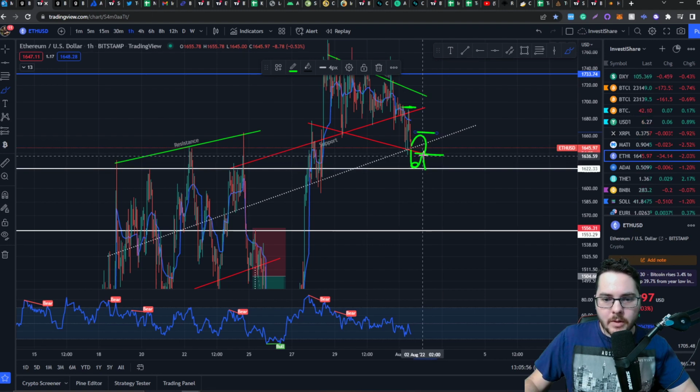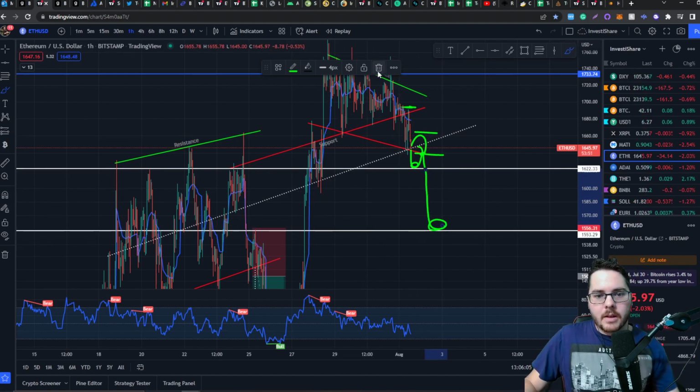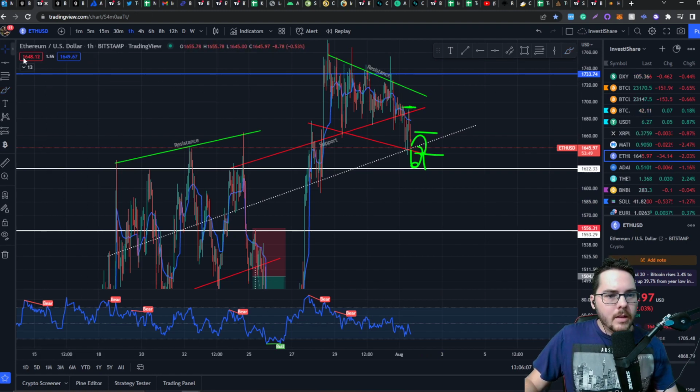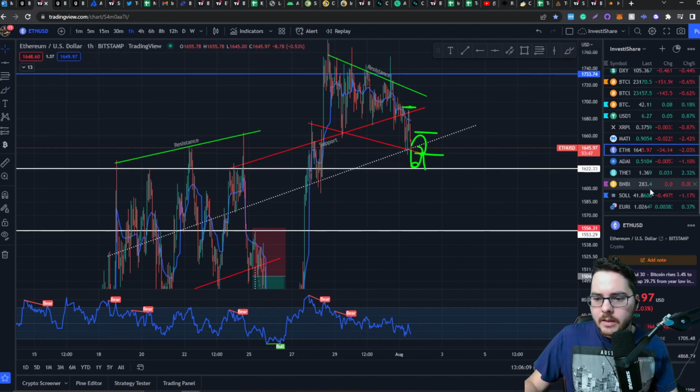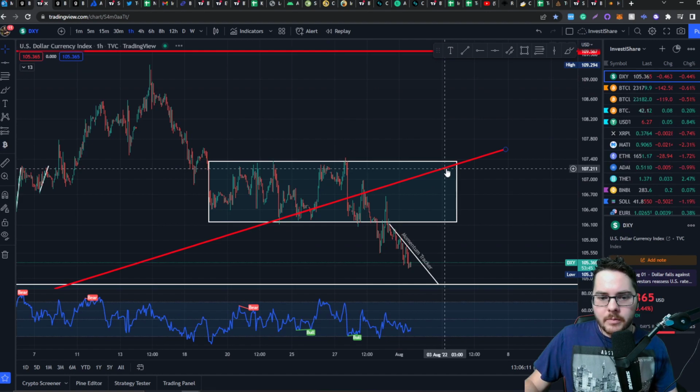Now, if we get that rejection that I was talking about, then you can enter, and then I'll be riding it as much as I can to 1550 around here. Yeah, that's pretty much everything I got. Let's take a look at the DXY really quick.